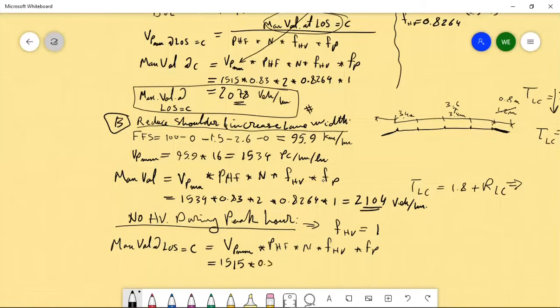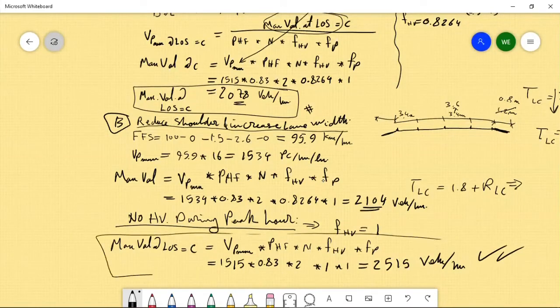Multiply 0.83 multiply 2 multiply 1 multiply 1. So in this case, we will have 15 multiply 0.83 multiply 2. Okay, so now we have 2,515 vehicles per hour. So this choice is much better and yielded better results, as we can see.